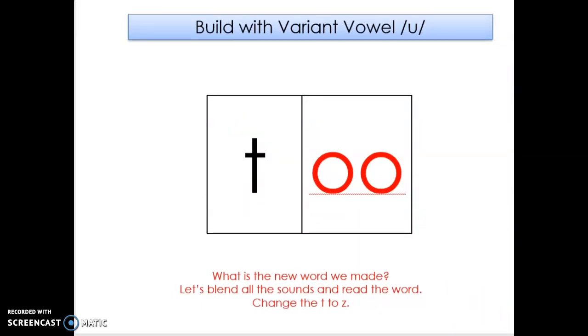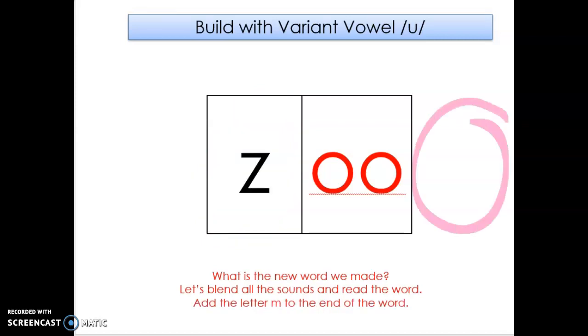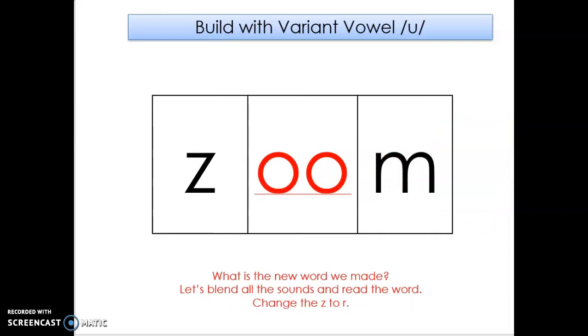What's the word? Change T to Z. Think. Say, the word is zoo. What's the word? Add an M at the end of the word. Think. Say, the word is zoom. Zoom, what's the word? Change Z to R. Think. Say, room, what's the word?